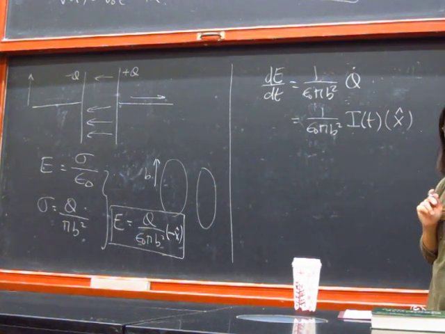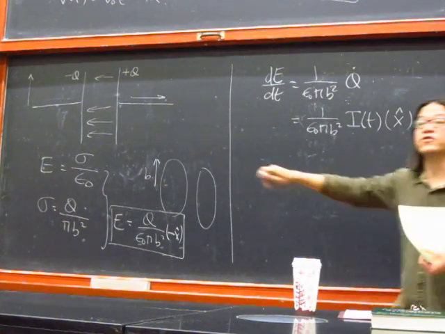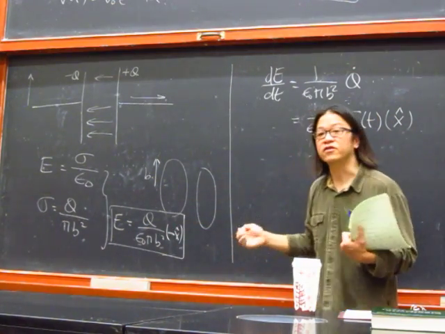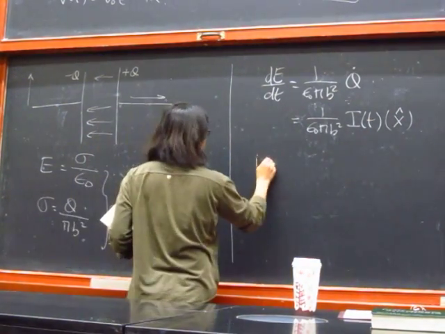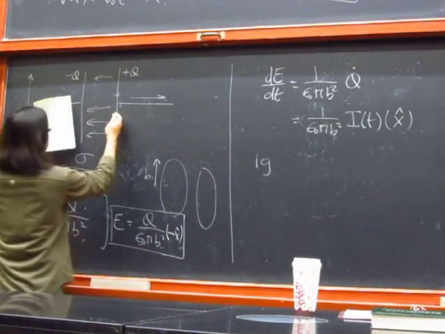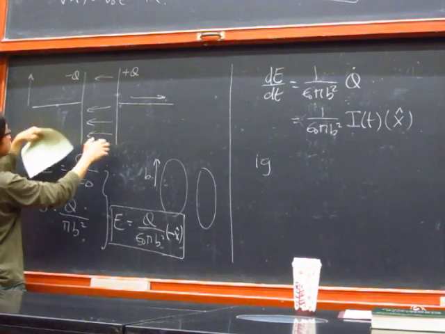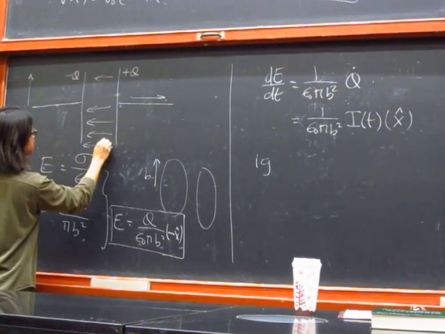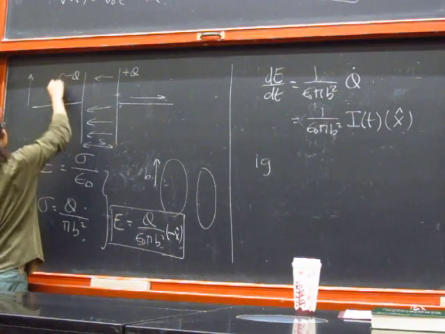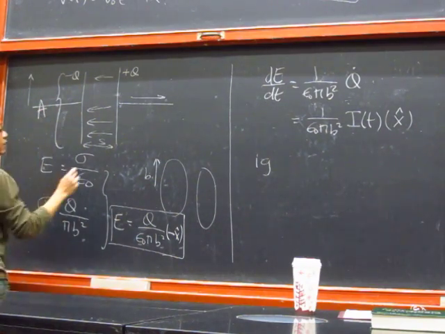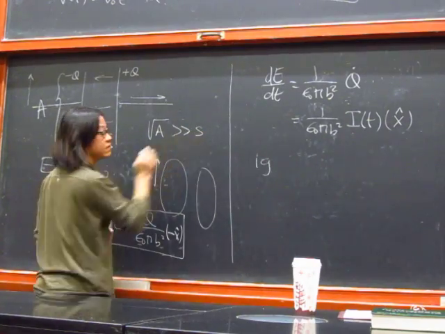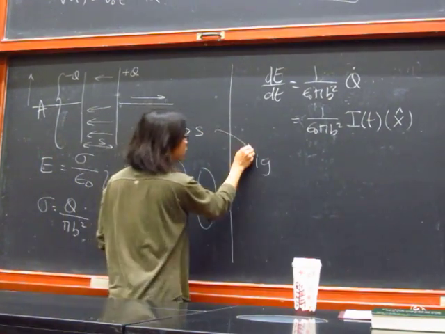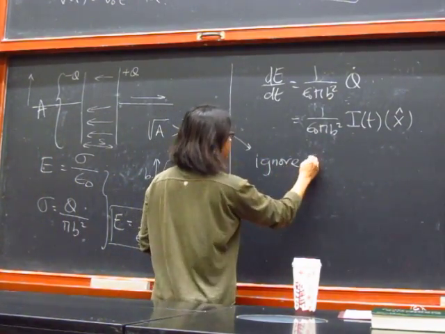I'm wondering why you made this pi b squared, and so why is it pi? Just for convenience, ease of discussion. Okay. And also I'm ignoring, as usual, I'm not drawing it properly, right? This distance here is s, and there's an area here A, the usual thing, the square root of A is much, much larger than s, so I can ignore fringe effect.